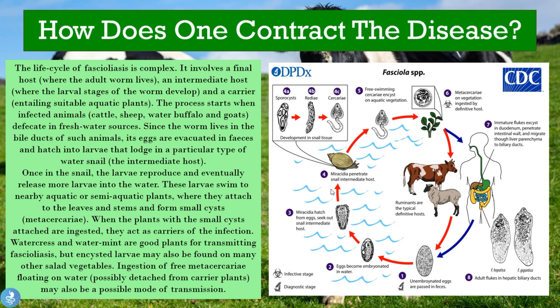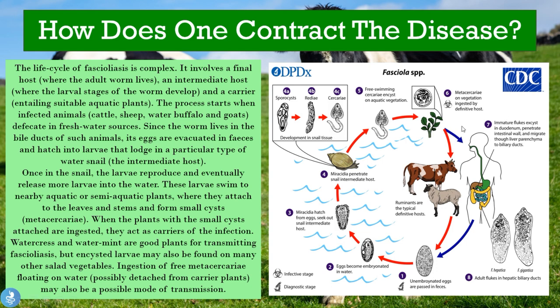If we take a closer look back at our diagram, we have the sporocysts, the rediae, and the cercariae, which all develop in the snail tissue. And then we have the free-swimming cercariae, which encyst on the aquatic vegetation. The most commonly known plant on which these cercariae encyst are the watercress herbs. Now it says, when the plants with the small cysts attached are ingested by humans, they act as carriers of the infection. Watercress and watermint are good plants for transmitting fasciolosis, but encysted larvae may also be found on many other salad vegetables.